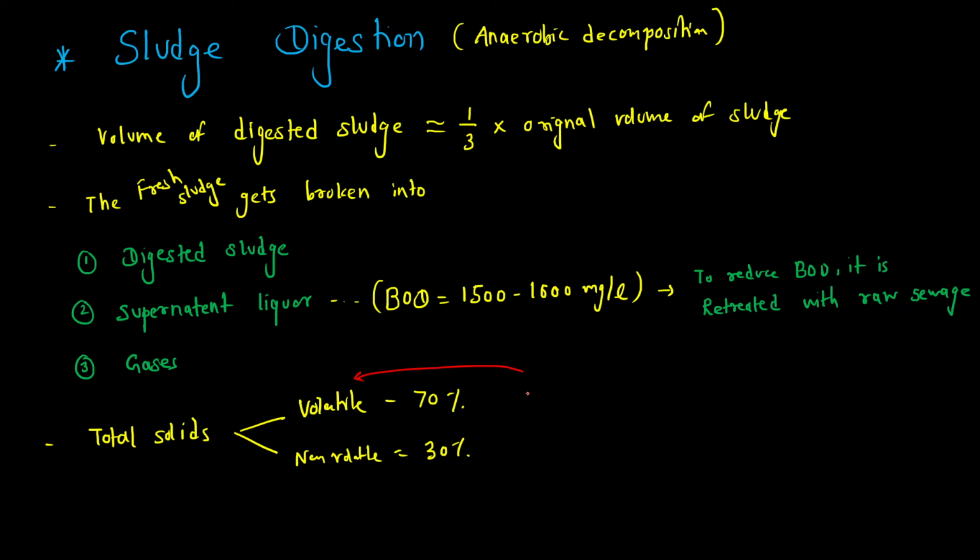These volatile solids can be measured by an equipment which is called a muffle furnace. There is a process in which we can find out the amount of volatile solids. So just remember this name. We can measure it by using a muffle furnace. So now this is the basic introduction about sludge digestion.